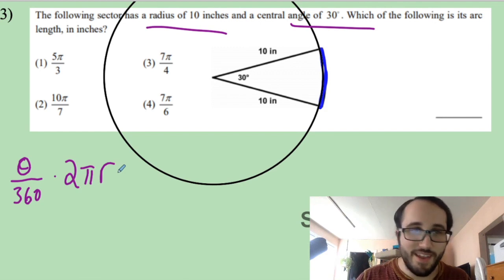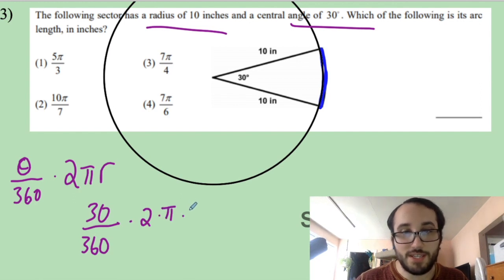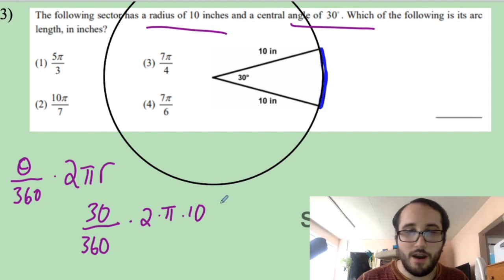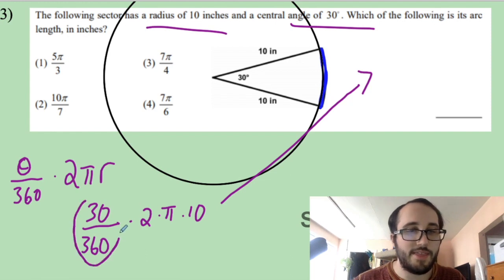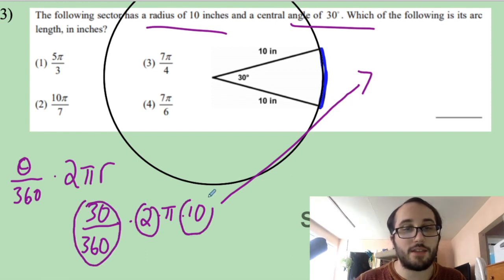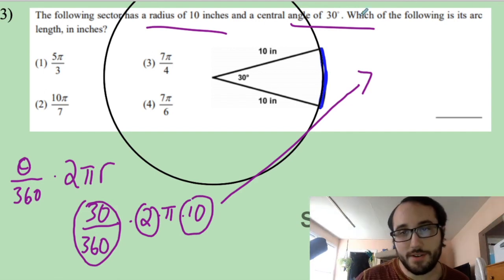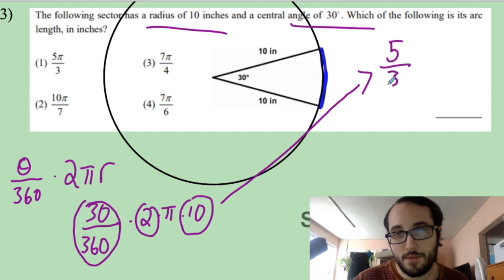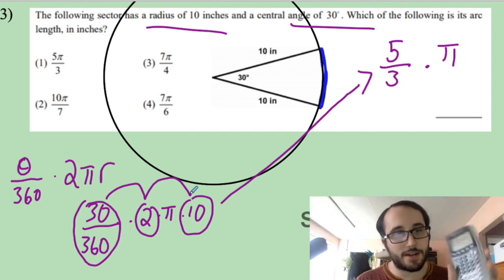All right, so now let's do it. So we got 30 over 360 times 2 times pi times our radius, which is 10. I'm going to continue writing up here. So what I'm going to do on my calculator is multiply this fraction, 2 and 10, because we're going to use the commutative property. I'm going to rearrange it just to multiply my numbers first. So we got 5/3 times pi. And again, all I did was multiply these three things together on my calculator.